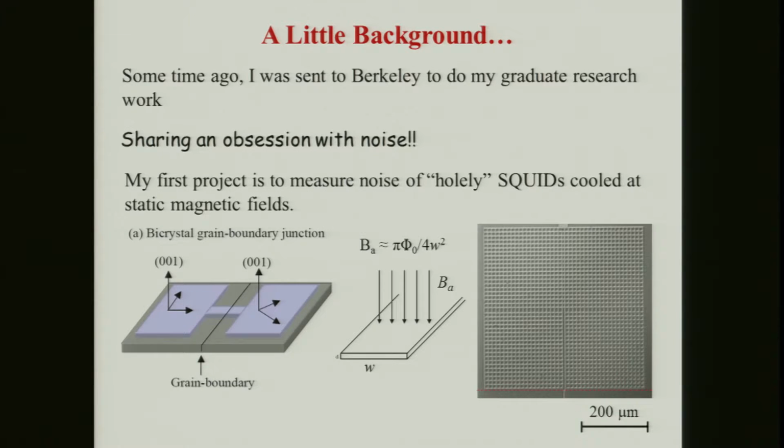I don't know if you can see it or not on the bottom. Let me figure it out. Okay, this red line is my grain boundary. So there are two junctions right there, and the whole washer has been patterned into these holes. And this is only one of the designs.